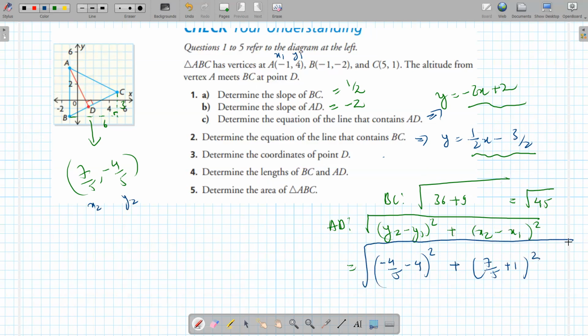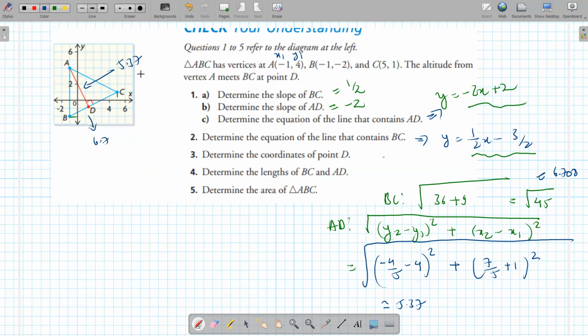Like that, I'm just going to plug this in a calculator. That's 4 squared plus 7 divided by 5 plus 1 squared. The square root of this gives me 5.37, and square root of 45 is somewhere between 6 and 7. It's 6.708. So, all right, we know BC, this length here is 6.7, and we know AD, that length is 5.37.